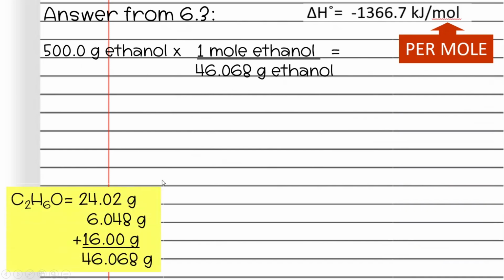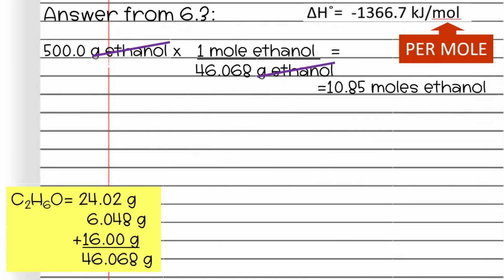So it's molecular weight. So I added up. There's 2 carbons, 6 hydrogens, and 1 oxygen. So all these numbers added together, 46.068 grams is the molar mass of ethanol. 1 mole of ethanol is 46.068 grams. The grams cancel out. So 500 divided by 46.068 is equal to 10.85 moles of ethanol.